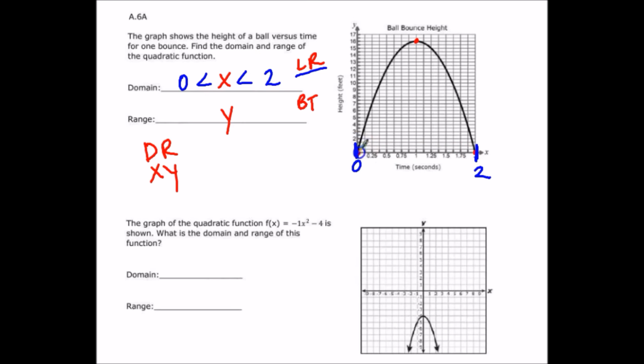Now, does it have an open circle? No. Closed circle. Closed circle. So that means I can include it. So my domain is definitely between 0 and 2. Now remember, domain is X values, so I like to put a big X right there at the end, and I'm only looking at this axis for domain, 0 to 2. My graph is between 0 and 2.